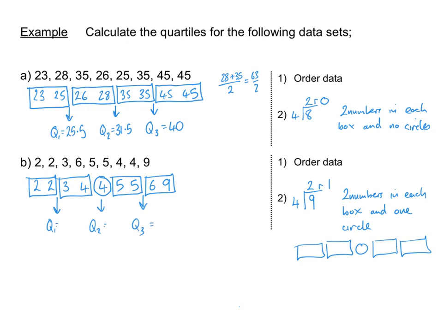Now let's have a look at this first one. Q1 is halfway between this 2 and this 3, so that's going to be nice and easy, 2.5. Quartile 2, well actually between this box and this box there is just a single value, so when there's a circle there it's much easier, we can just write that number down. 4 is the value right in the middle of those two boxes. And for the last one here, we're looking for a number halfway between 5 and 6, which is going to be 5.5, and that then gives us our 3 quartiles.